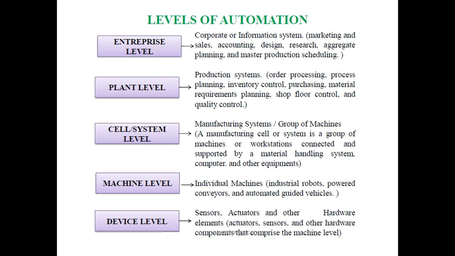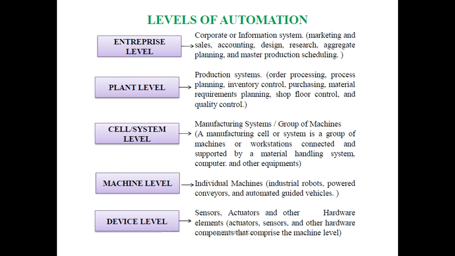The basic level here is the device level. This is the lowest level in the automation hierarchy. It includes the actuators, sensors, and other hardware components that comprise the machine level. The second level is the machine level. Hardware at the device level is assembled into individual machines. Examples: CNC machine tools, automated guided vehicles, etc.